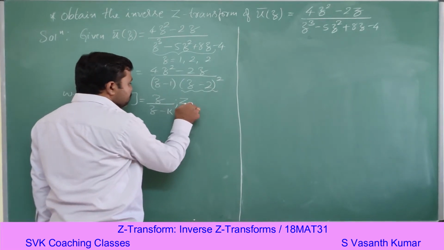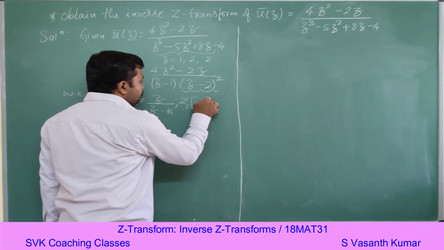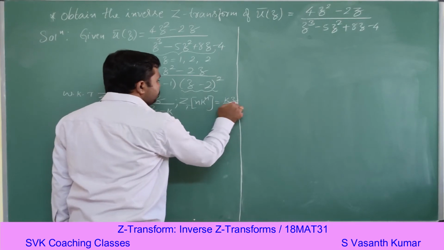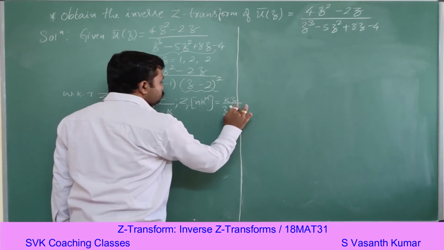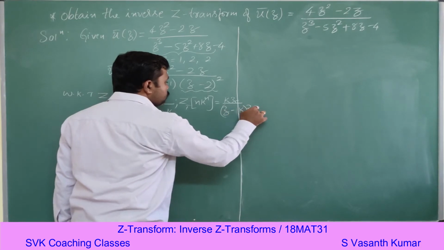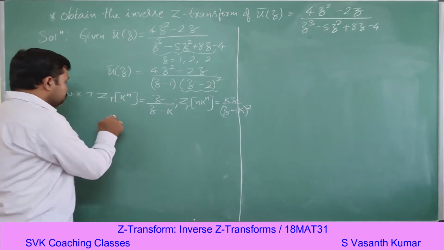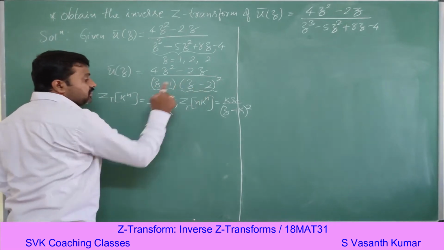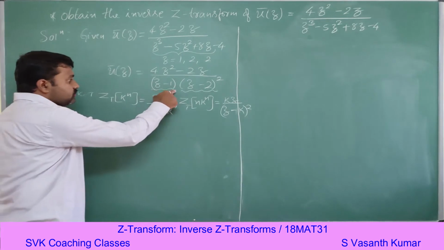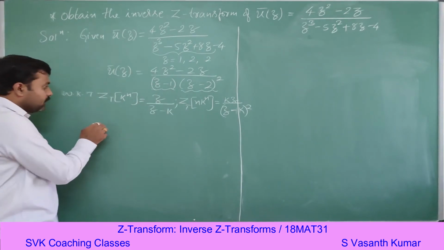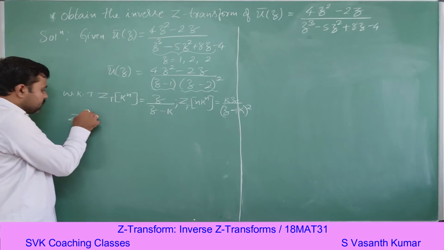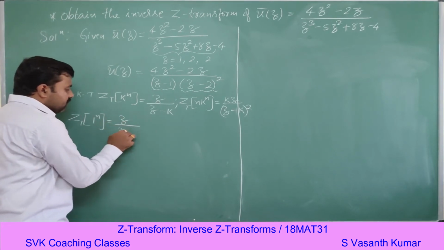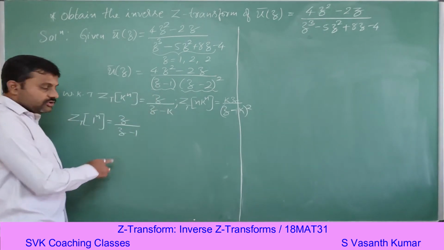Similarly, what is z transform of n into k power n? It is kz by z minus k the whole square. Right? So using this definition, I require the factors z minus 1 and z minus 2 the whole square in the denominator. So I can write z transform of 1 power n as z by z minus 1. I got that factor, z minus 1.